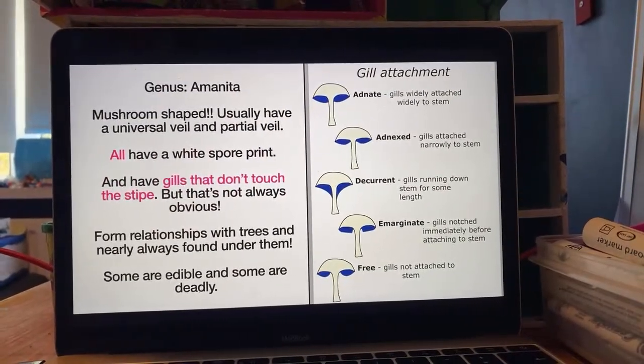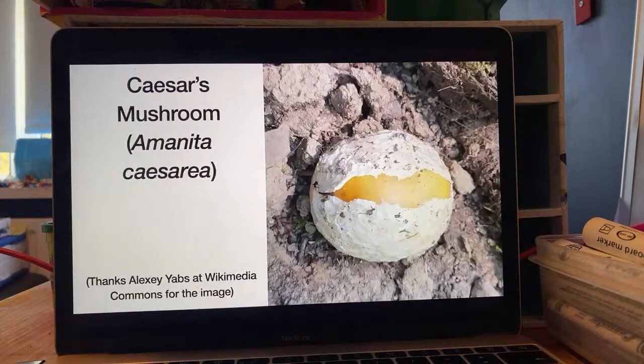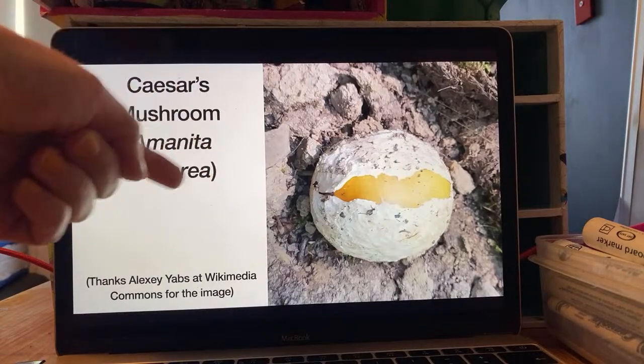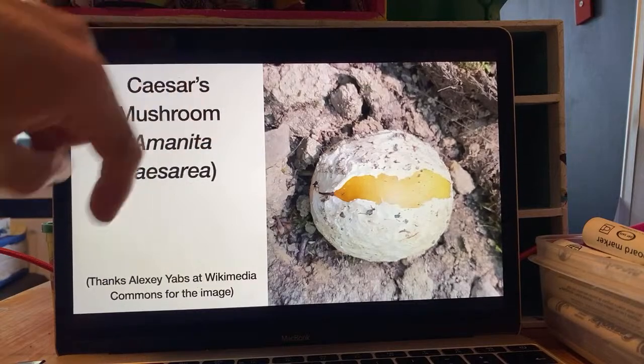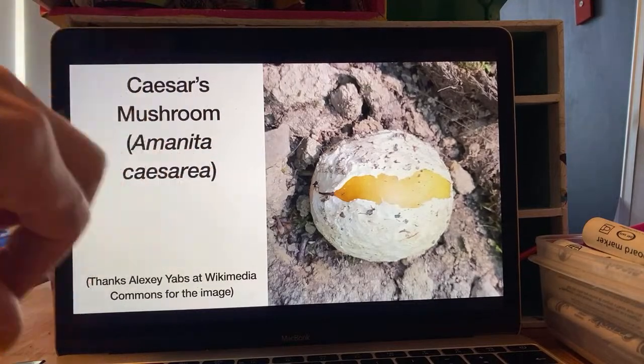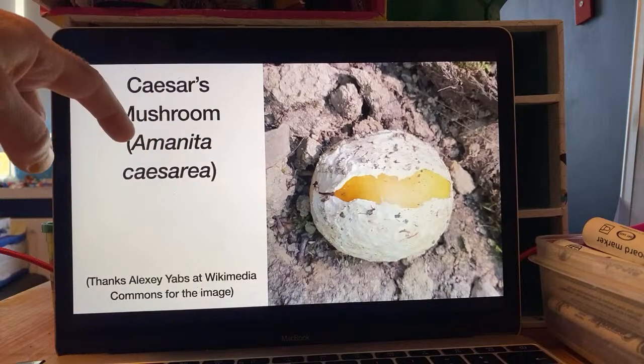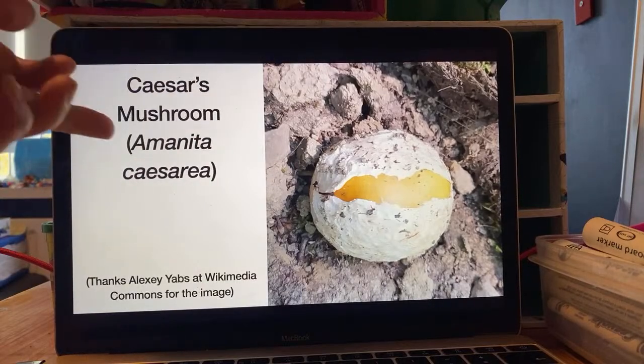Amanita mushrooms are nearly always found under trees, working alongside trees. Some are deadly and some are edible. Sorry, that helps, doesn't it? So yeah, you remember we've looked at loads of Amanita mushrooms, but we didn't really talk about the genus. When you see the Latin name of anything, the first word is always the genus actually, and then the second word is the species. So you know from Caesar's mushroom being called Amanita caesarea that it's in the Amanita genus.